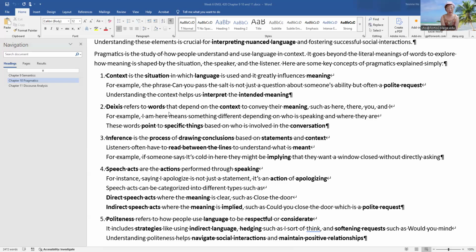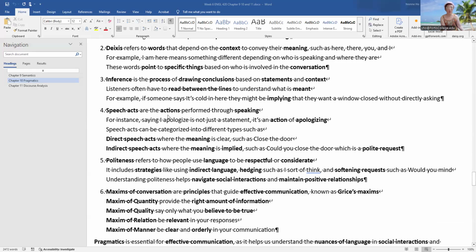Speech acts can be categorized into different types, such as direct speech acts, where the meaning is clear, such as "put your clothes into the closet," or indirect speech acts like "Do you mind putting your clothes in the closet?" or "Could you please close the door?" which is a polite request, which went straight over my head. That's an indirect speech act.